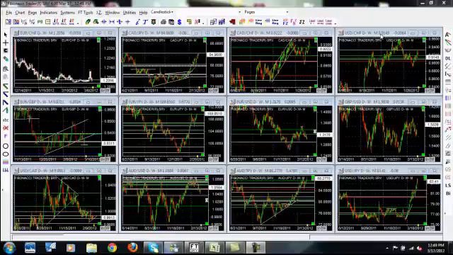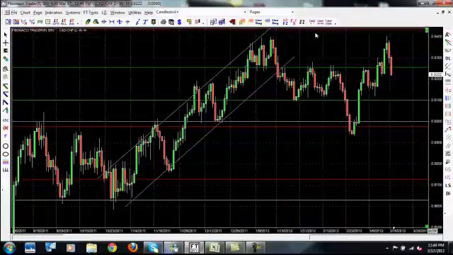Okay, so we're going to get in here again. This is pure price action. So when you're looking at my charts, we're not going to be showing a bunch of crazy indicators and all this. We're showing trend lines, support and resistance, and trends.